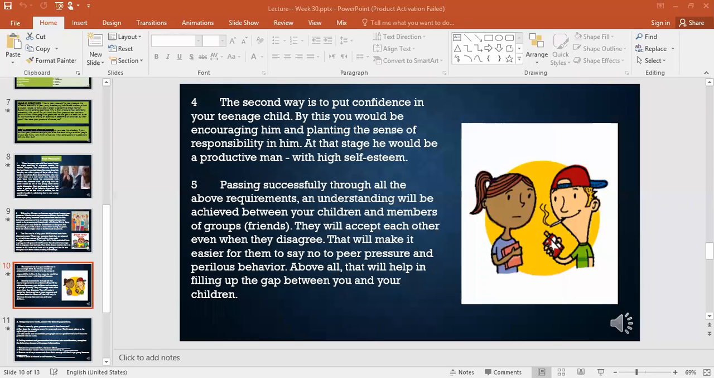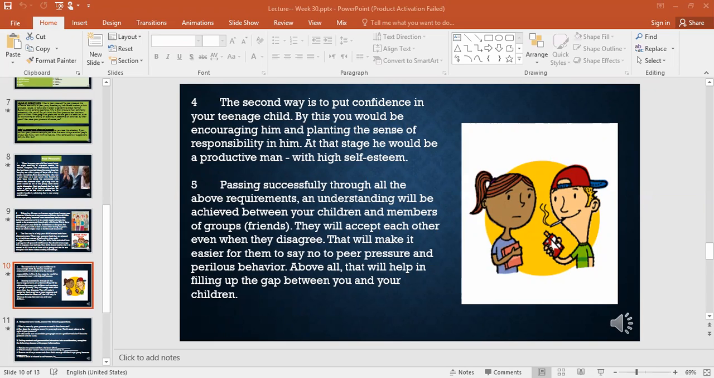Okay, so passing successfully through all the above requirements, yani giving your child all of these requirements, an understanding will be achieved between your child and members of groups, or his friends. They will accept each other even if they were different, even when they disagree. That will make it easier for them to say no to peer pressure and perilous behavior, yani any behavior that they don't want to do. Above all, that will help in filling up the gap between you and your children. When you are doing this, you are filling the gap between you and your children.